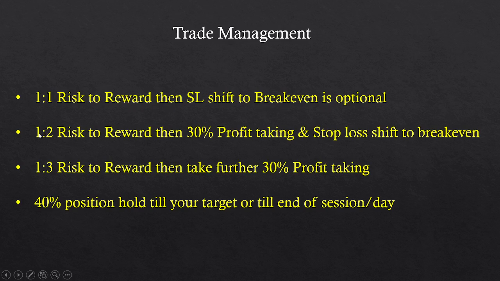But when the trade is moving at 1:2 risk reward, I mean you have a stop loss of 20 pips and the trade is now running at 40 pips profit, then taking 30% profit from your position is very important. You have to exit 30% of your position, take profit, and shift the stop loss to break even. That's very important. That's a must.